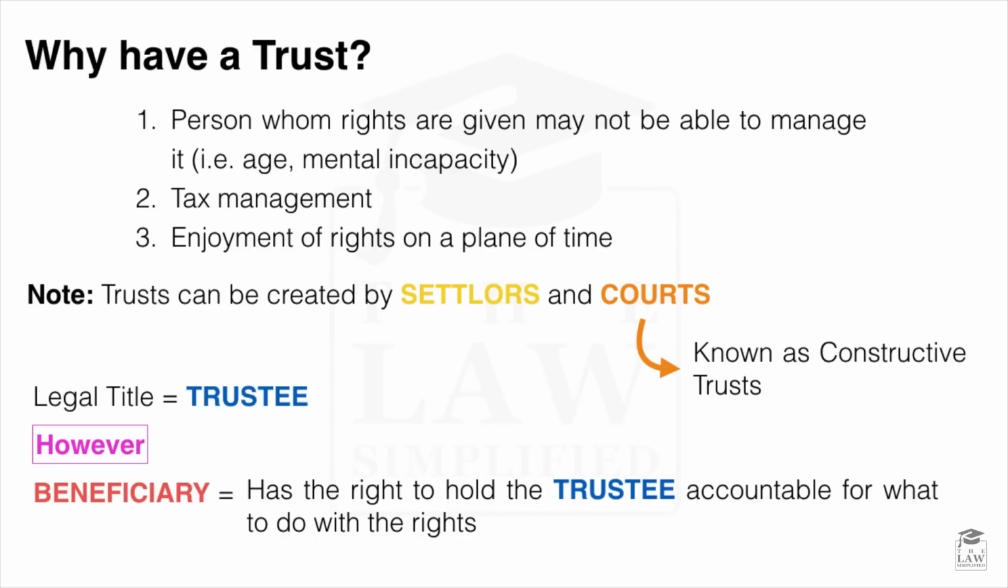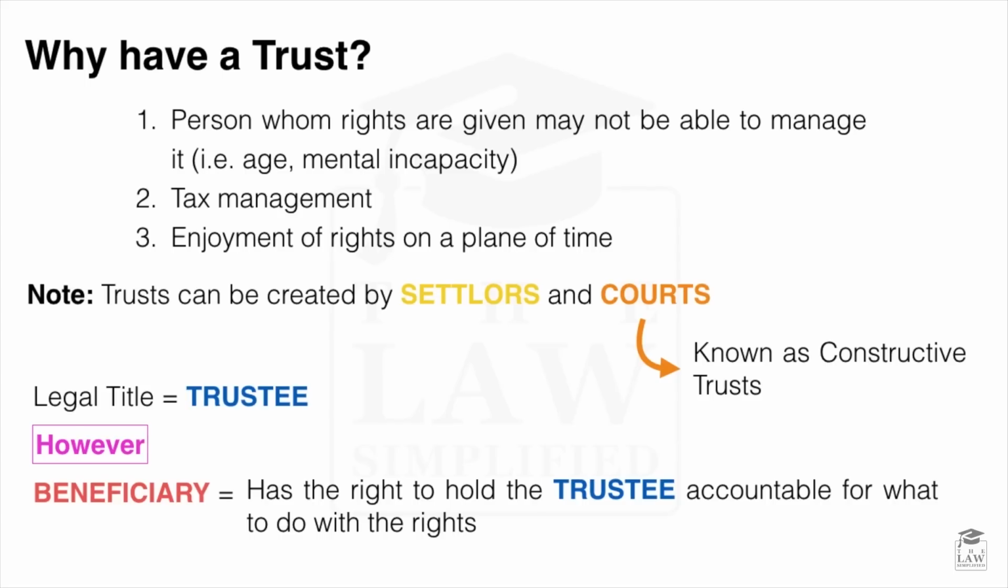Finally, there is a requirement where sometimes a settlor, a person with rights, wants the enjoyment of those rights to be enjoyed by beneficiaries over a certain period of time. So he might want person A to benefit from it for a period of 5 years, followed by B, C, and so on.